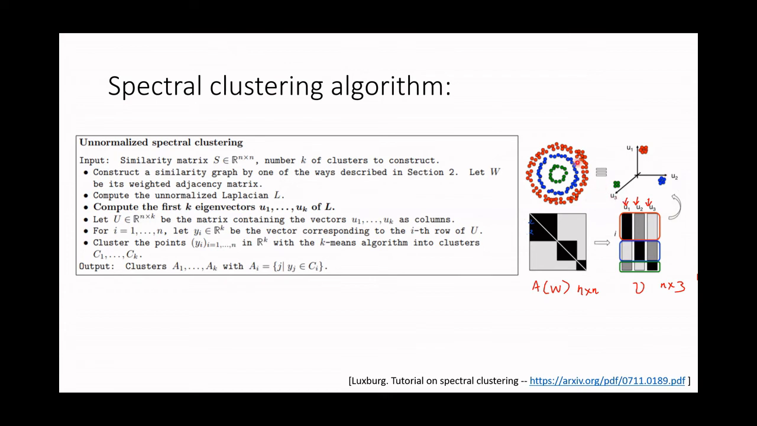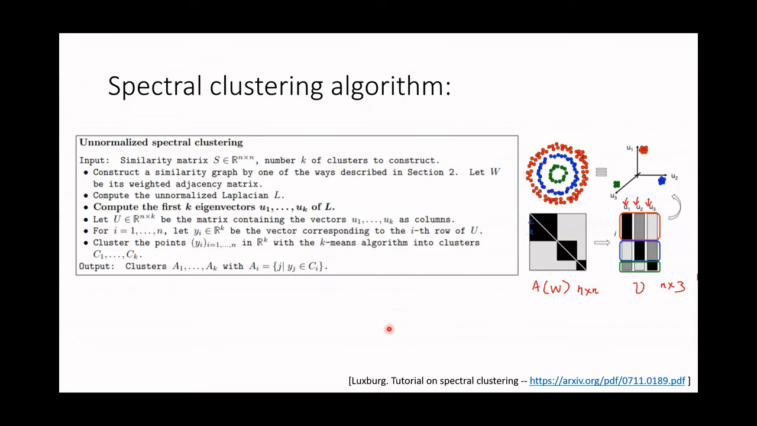If you apply k-means on the original data, you would not have found it out. But on this reduced dimensionality data, k-means would be able to find these 3 clusters. So that is what is shown here. And then you cluster the points, these yi in R to the k, with the k-means algorithm. Each of the points is now a row of this n cross 3 matrix. You now cluster it, and you will get your solution.